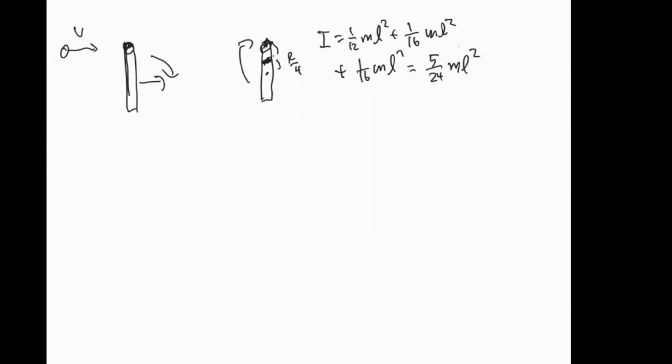And we have two equations. First one is conservation of linear momentum. What that says is that mv, our initial momentum, is going to be 2m times our v final. This is the final velocity of the center of mass, which should move at a constant velocity after the collision. So we'll get that v final is just v over 2.